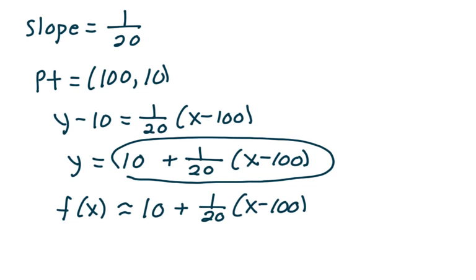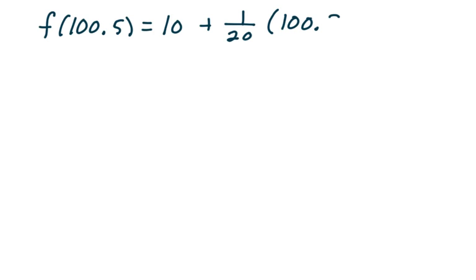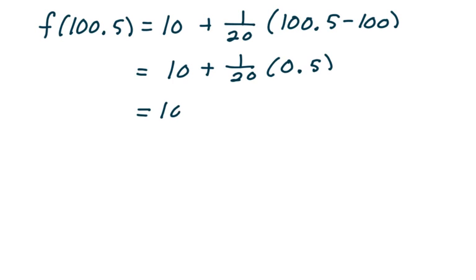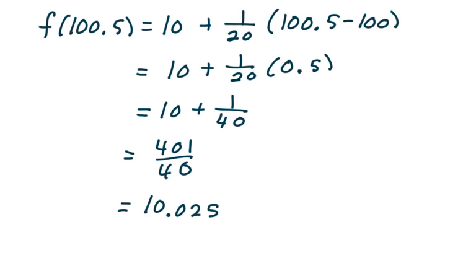So f of 100.5 is 10, that's my square root of 100, plus 1 over 20 times 100.5 minus 100. So this is 10 plus 1 over 20 times 0.5, which is 10 plus 1 over 40, which is 401 over 40. And that's approximately 401 divided by 40. Well, actually, it's exactly 10.025.